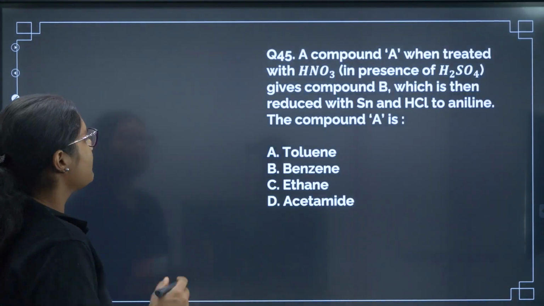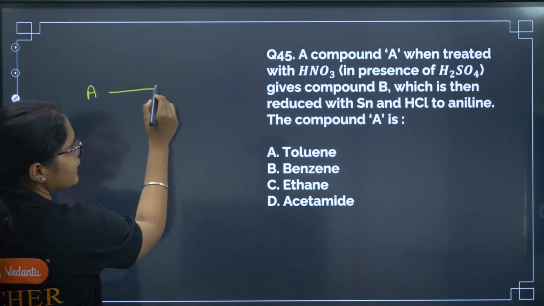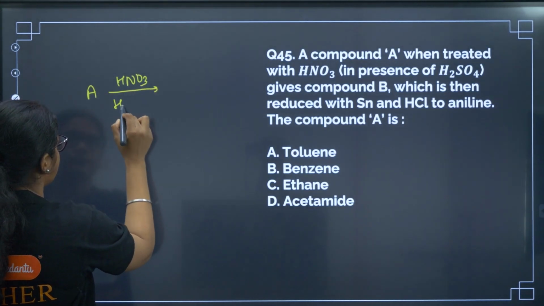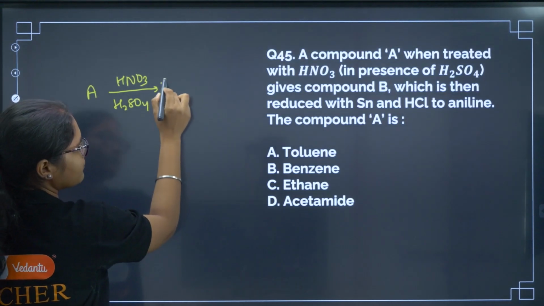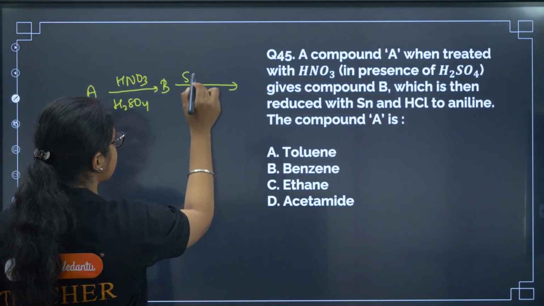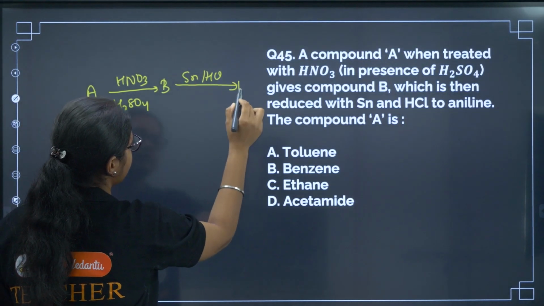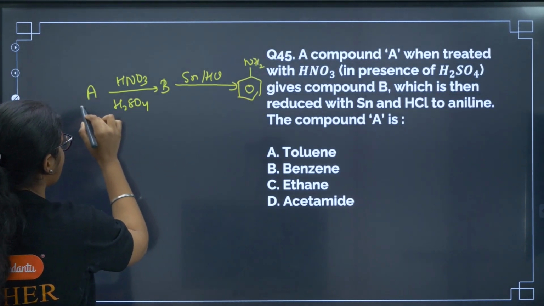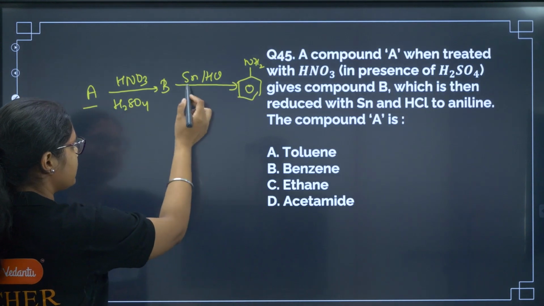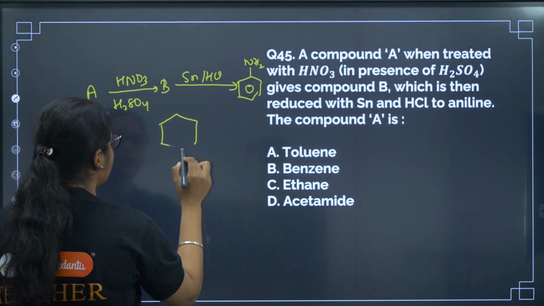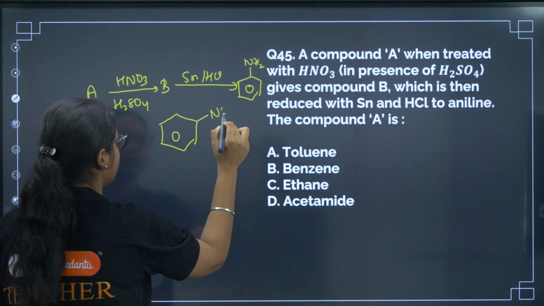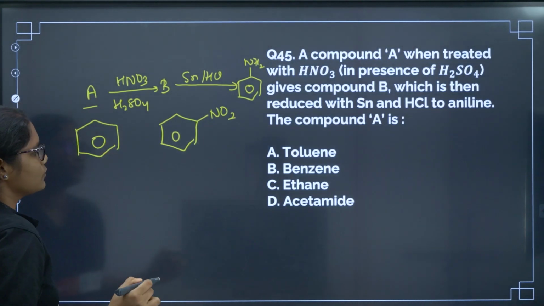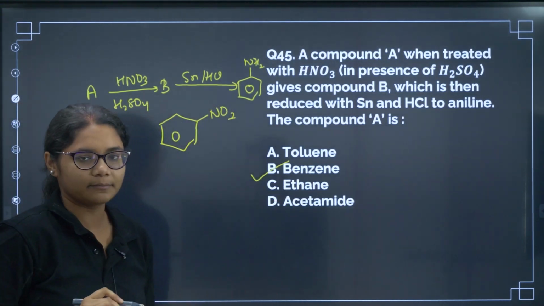Okay, next. Compound A is there, which is treated with concentrated HNO3 and H2SO4 to give a compound B, which is then reduced in presence of Sn/HCl to give aniline. You know the structure of aniline, benzene with an NH2 group. So what should be A? So see, this reaction can happen when you give a nitro group, right? And a nitro group can be produced from the benzene ring. So the correct answer for this question is option B, benzene.